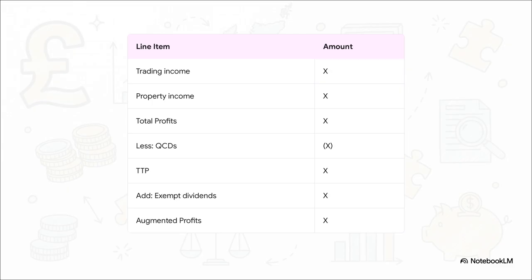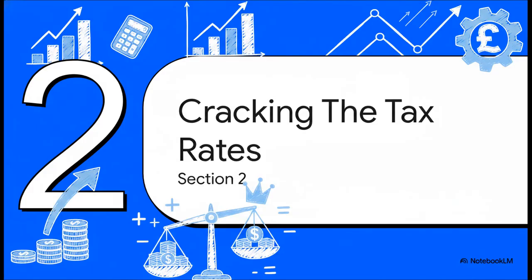Now, there is one final step at the bottom of this funnel. We add back exempt dividends to reach a completely different number called augmented profits. Why go through that extra step? Well, augmented profits are strictly used to figure out exactly which tax bracket you belong in, and that leads us perfectly into Section 2, cracking the tax rates.